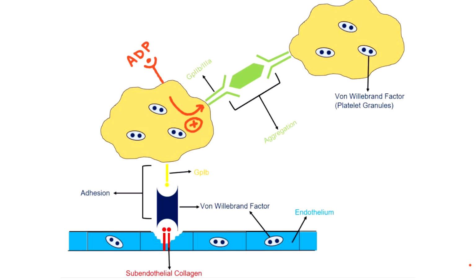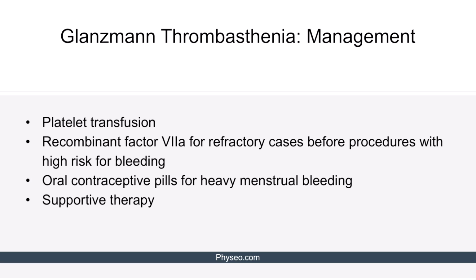Glanzmann thrombasthenia is due to GP2B3A deficiency. Therefore, platelet aggregation will not happen with the addition of ADP in patients with Glanzmann thrombasthenia. Moving on, let's talk about the management of Glanzmann thrombasthenia.